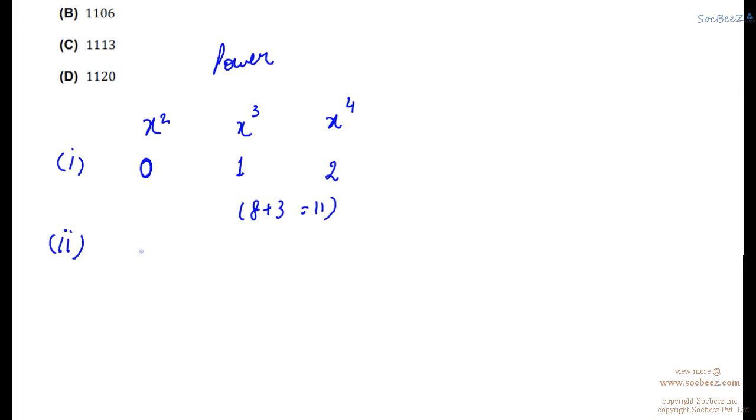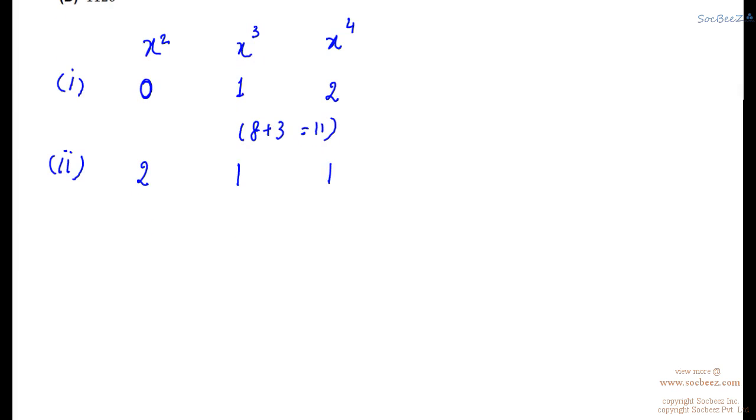In the other case, the power of x square is 2, the power of x cube is 1. So in this case the total becomes 4 plus 3 equals 7. So now the power of x raised to the power 4 has to be 1, so that 7 plus 4 equals 11. Now the third case is the power of x square is 4, the power of x cubed is again 1, and the power of x raised to the power 4 is 0. And the fourth is the power of x square is 1, the power of x cubed is 3, and the power of x raised to the power 4 is 0 again.